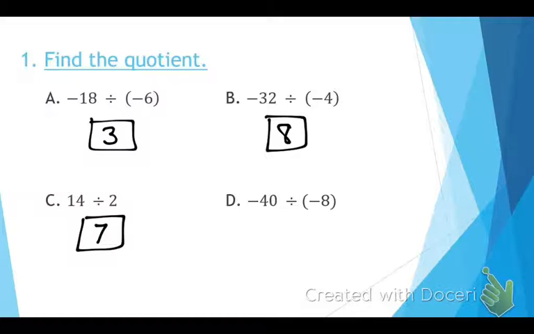Next up, Addie. Negative 40 divided by negative 8. How many negative signs do I have? 2. So is my answer going to stay negative or turn positive? It's going to be positive. And what's 40 divided by 8? 5. So remember, you always want to find your sign first and then go ahead and answer the problem. Let's go on to the next one.